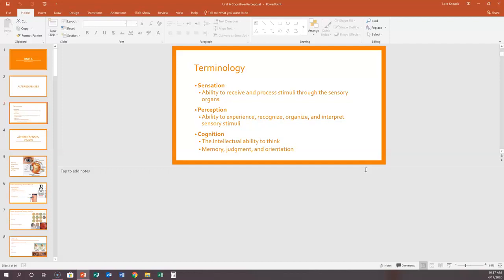The first word is sensation, which is the ability to receive and process stimuli through the sensory organs, like smell for the nose, touch for skin, sight for eyes, hearing for ears. Perception then is the ability to experience, recognize, organize, and interpret those sensory stimuli. So that's our ability to make sense of what we're hearing, smelling, and seeing, that our brain is able to process and make sense of. And then cognition is the ability to intellectually think, and that goes into memory, judgment, and orientation to person, place, or time.